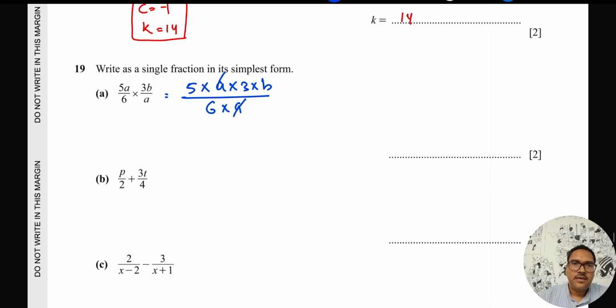So I can cancel this a, I can cancel this 3 and 6, which become 2. So what is left? 5 and b. This is 5b upon, this is 2. This is 5b by 2. That is the first answer.